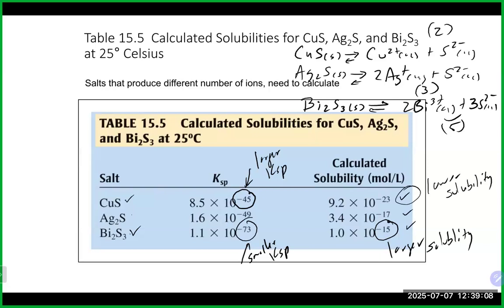Any questions on the differences there? Yeah. So again, in this situation, you would not want to look at the KSP value.